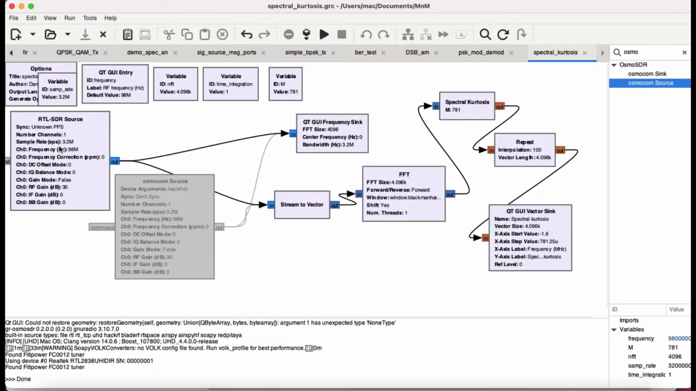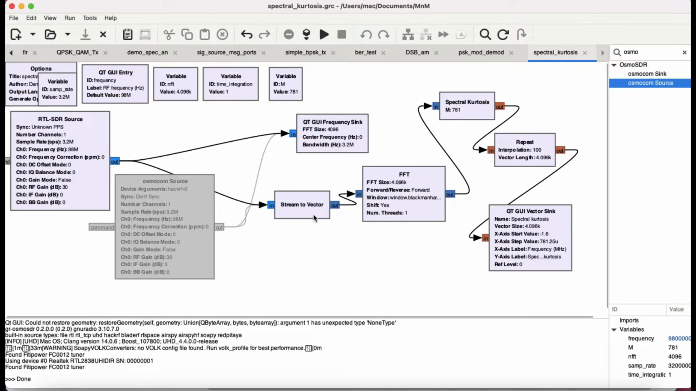The RTL-SDR is capturing the signal and sending it to a frequency sink, so we can monitor the signal as is, to see what type of signal we're seeing. So we can make a comparison of what happens if we just do a simple signal analysis using the FFT sink, and what happens when we do spectral kurtosis. Then the signal is going to a stream to vector block, then to an FFT block. So right now you're just simply monitoring it, just like in your spectrum analyzer. You have an RTL-SDR source and a frequency sink. You're just looking at the signal.